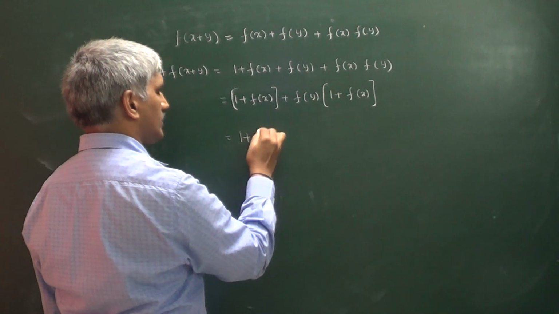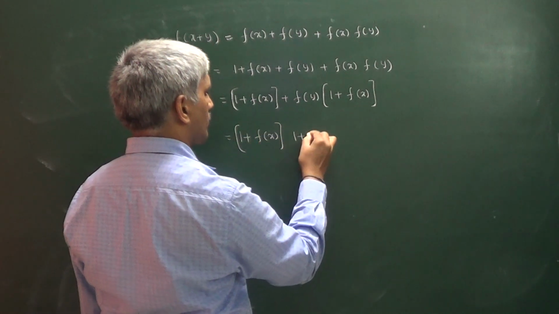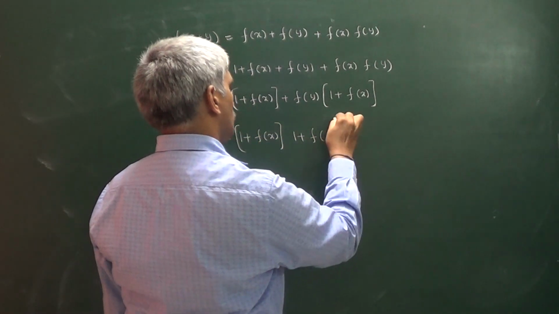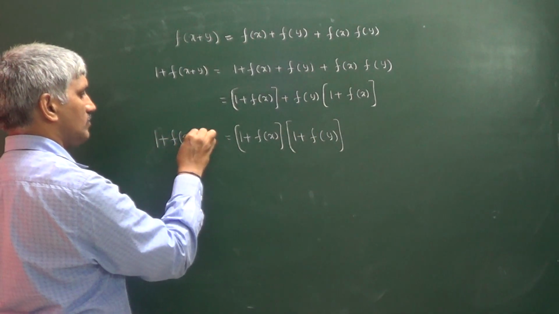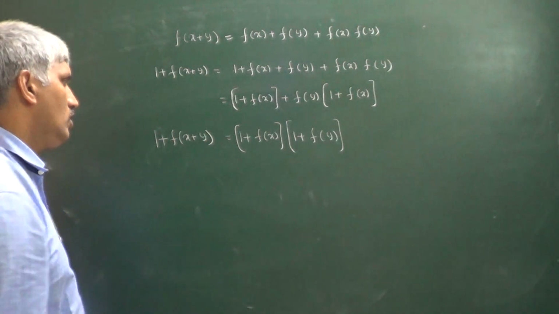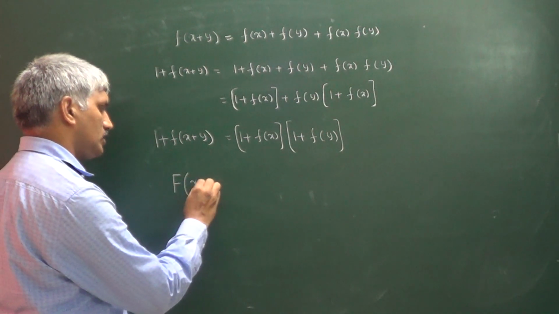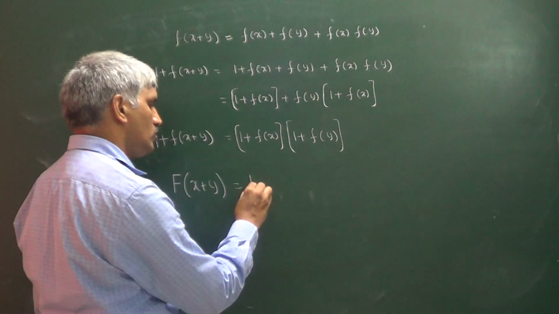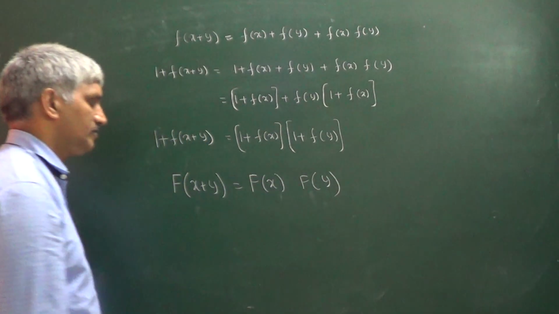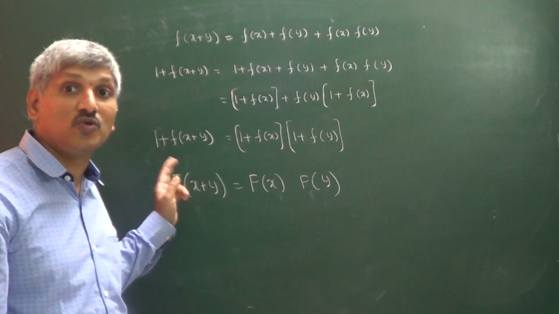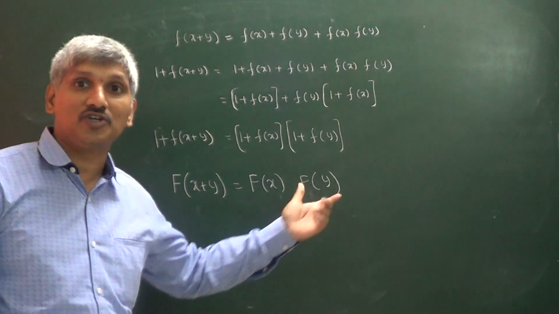Now this is equal to 1 plus f of x into 1 plus f of y. So overall, what is the information we got? 1 plus f of x plus y is equal to 1 plus f of x into 1 plus f of y. That means we got f of x plus y is equal to f of x into f of y, where f of x is equal to 1 plus f of x. So f of x plus y is equal to f of x into f of y.